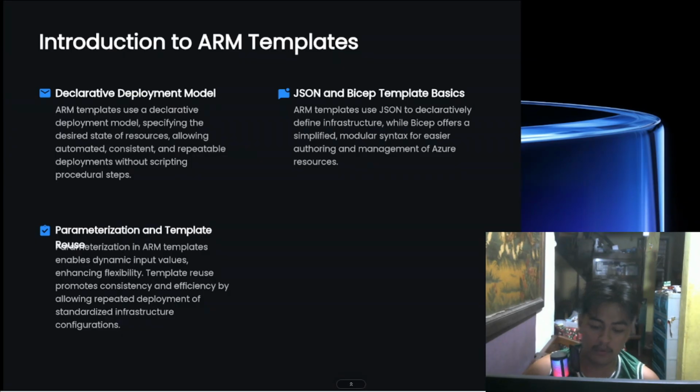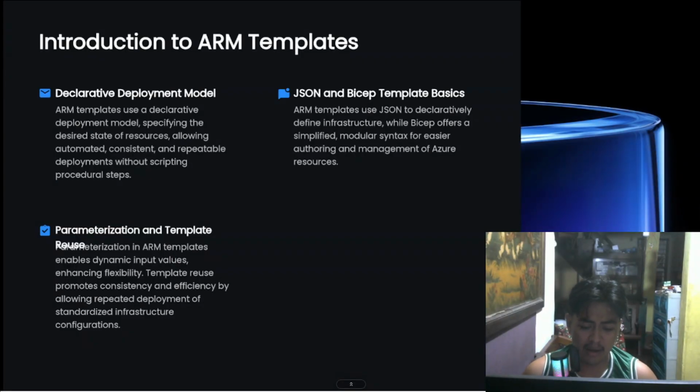Now, we go for JSON and Bicep templates basics. ARM templates are written using JSON to declaratively define the infrastructure. Recently, Microsoft introduced Bicep, which is a simplified modular syntax that makes authoring and managing ARM templates much easier. It compiles directly into standard JSON ARM templates.